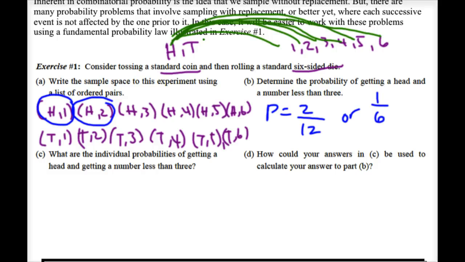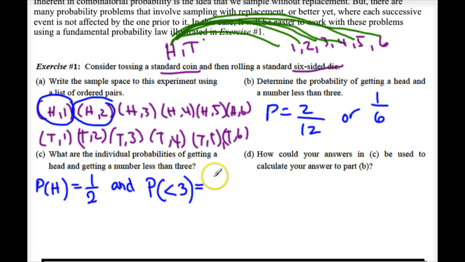What are the individual probabilities of getting a head and getting a number less than 3? So the probability of getting the head is 1 out of 2 choices, because I can get a head or a tail and then get my head. And the probability of getting a number less than 3. What's the probability of getting a number less than 3? On a die, a number that's less than 3 is 1 out of 2. So there are 2 choices out of 6. So again, this is from the coin, which is heads or tail, 2 options. This is from a die, which has 6 options.